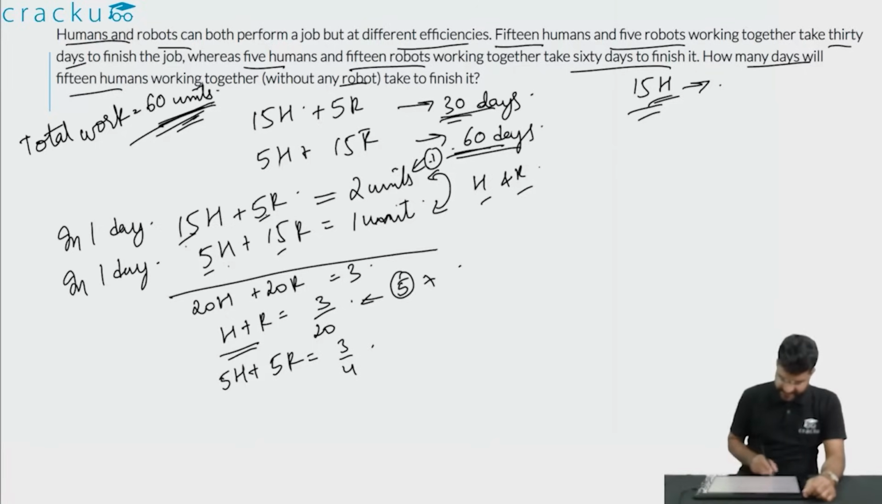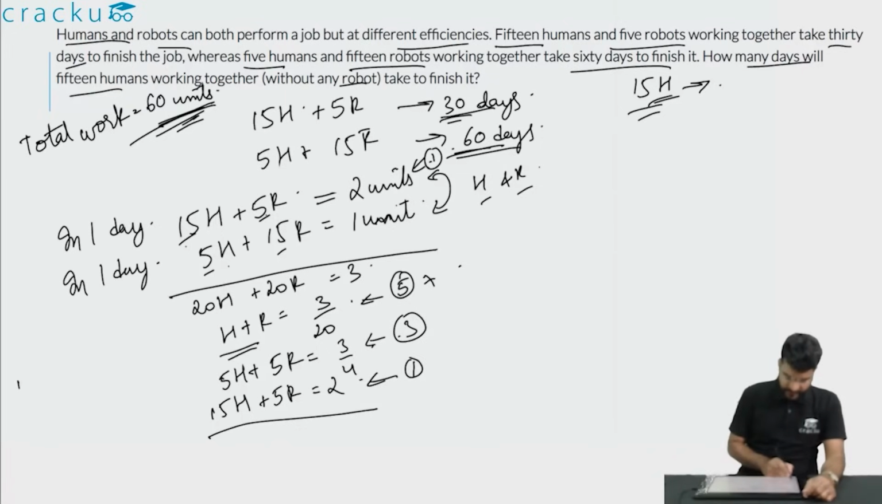Now if you look at the first equation, it is 15H plus 5R is equal to 2. Now you can subtract the third equation from the first equation. So 10H is equal to 2 minus 3 by 4. 2 minus 3 by 4, if you simplify, will be 5 by 4. Or H is equal to 5 by 4 by 10, which equals 1 by 8. So one human will do 1 by 8 unit of work in one single day.